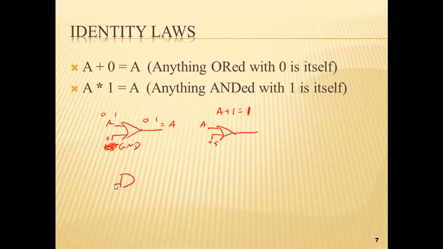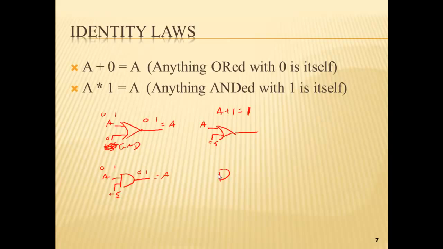For the AND gates, it's kind of the opposite. Remember, you have to have two highs to get a high out. So if this one's always high, if you get 0 and 1, that equals 0. If you get 1 and 1, it equals 1. So basically the output follows A.